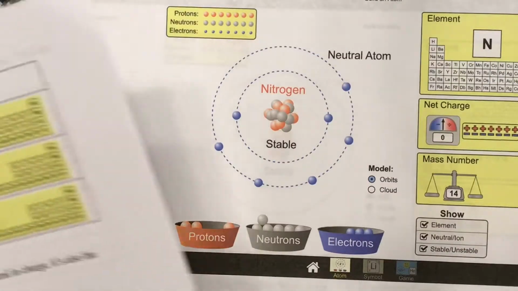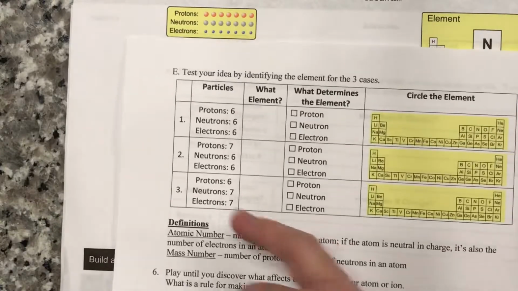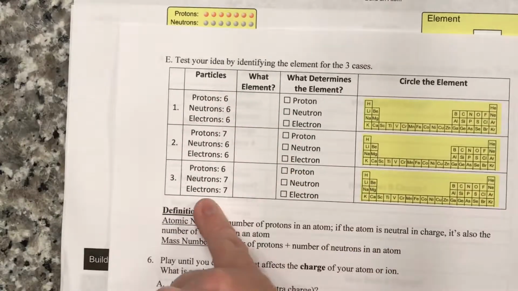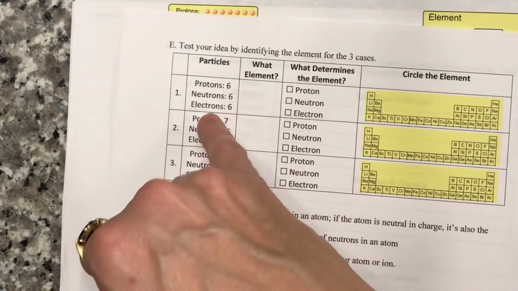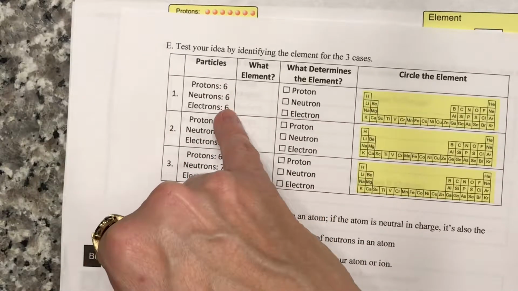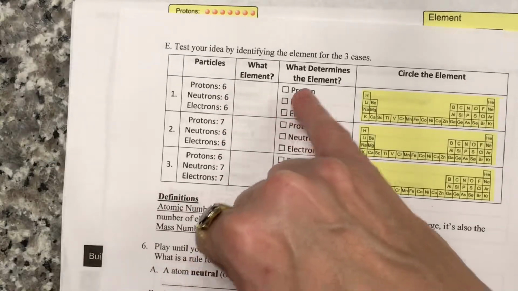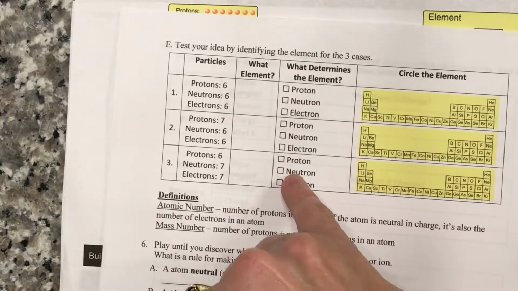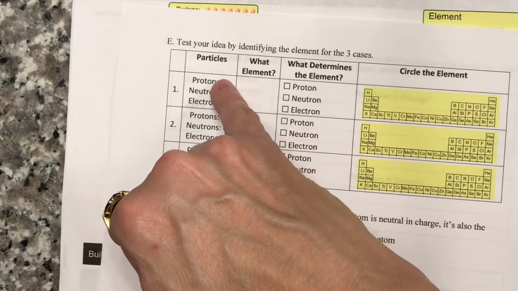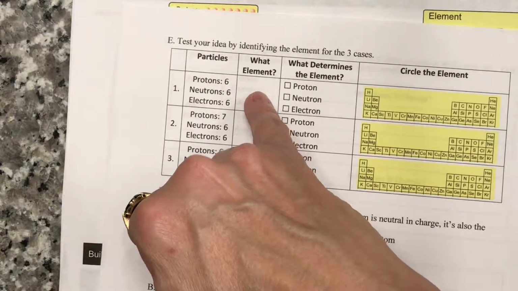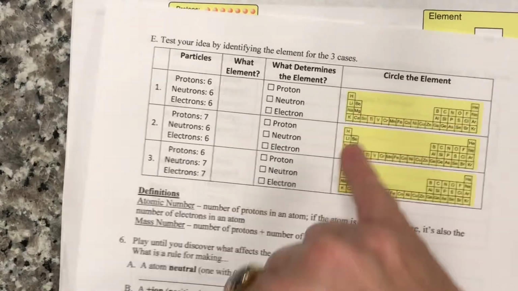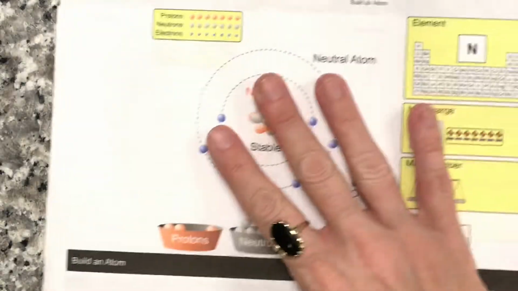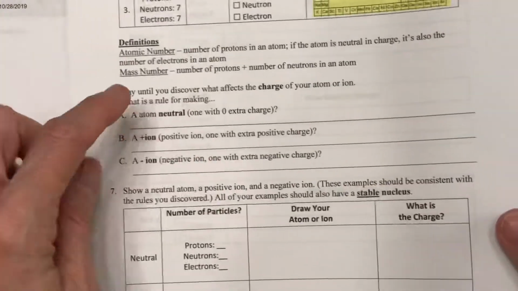Okay, second page, you're literally going to build these and then do exactly what I said. Pull a proton away and put it back. Pull a neutron away, put it back. Pull an electron away, put it back. And that will tell you what determines the element. When you pull a particle away and it changes whatever name this is, that particle determines the element. And they want you to circle where it is here, which shouldn't be difficult because it's going to show up right here for you. Then you have some definitions.